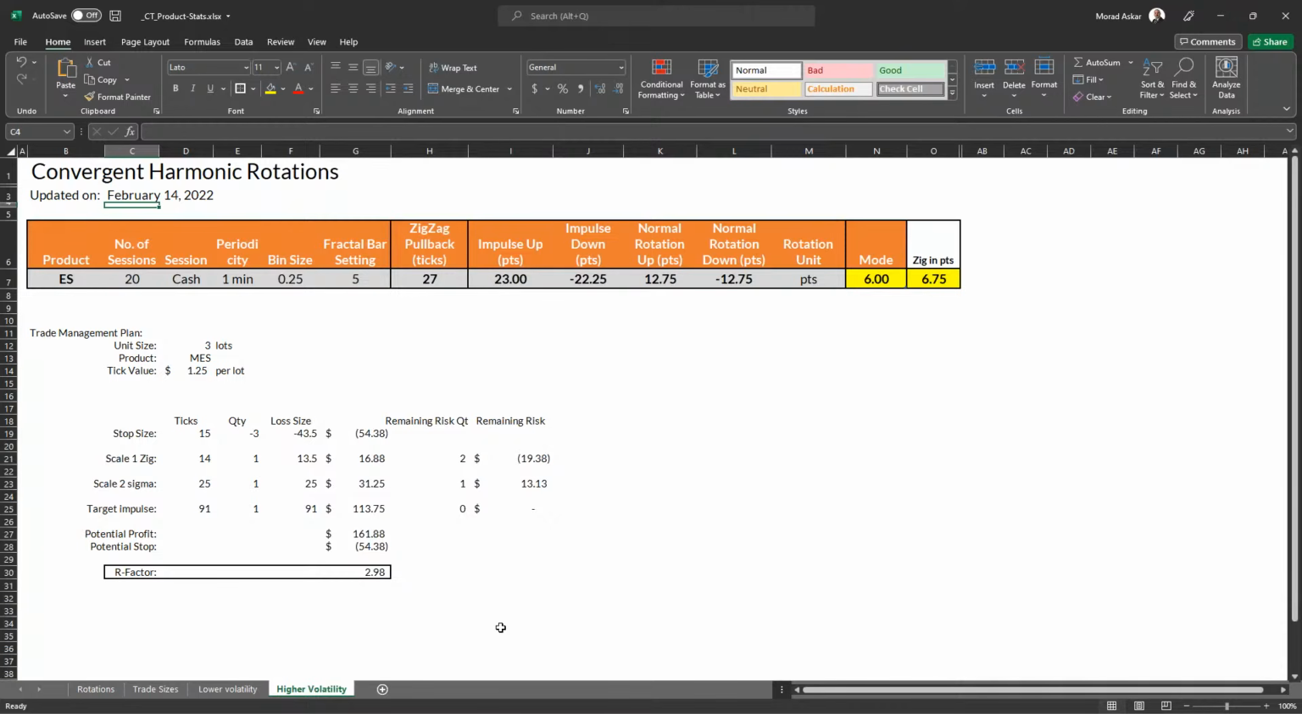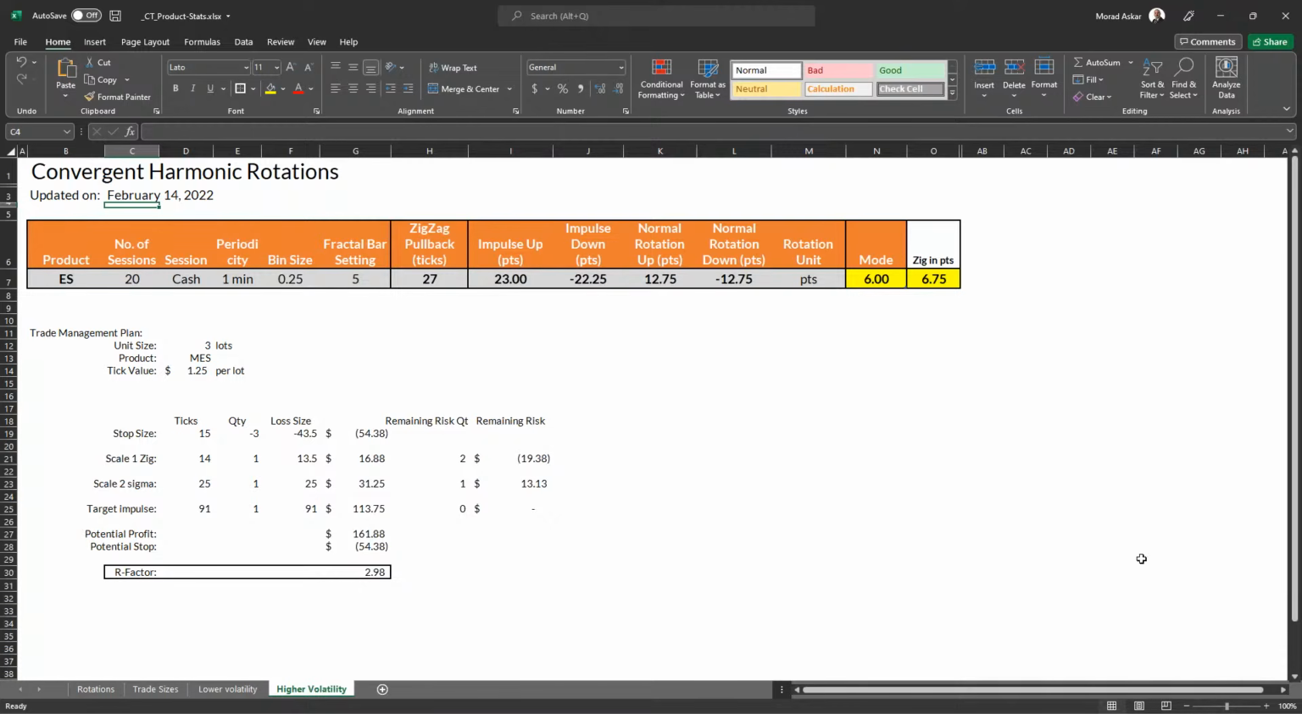And there are products that go in the opposite direction, like the bonds and the notes. The R factor on my setups went from 2.1 R to about 1.78 R. So I don't trade those products, okay?